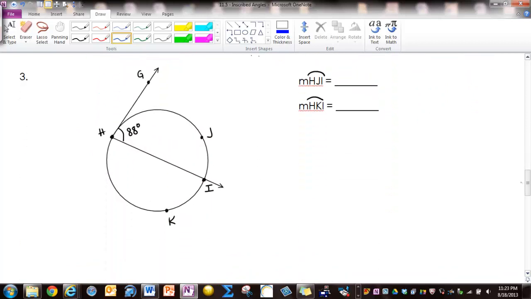Moving on to question 3. We are given a picture here, and we are asked for the measure of 2 arcs. Now, if you look at this angle right here, angle GHI. Angle GHI is not an inscribed angle per se, but its vertex is on the circle. So, because its vertex is on the circle, I'm still going to be using my little shorthand here that says the measure of the angle equals the measure of the intercepted arc divided by 2. And we're going to be using that whenever our vertex is on the circle.